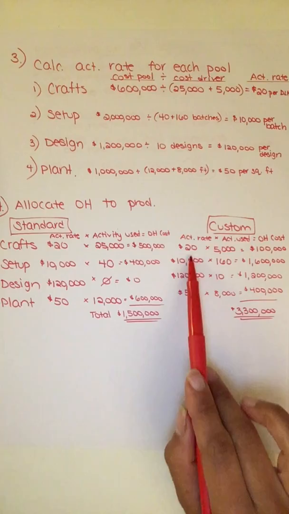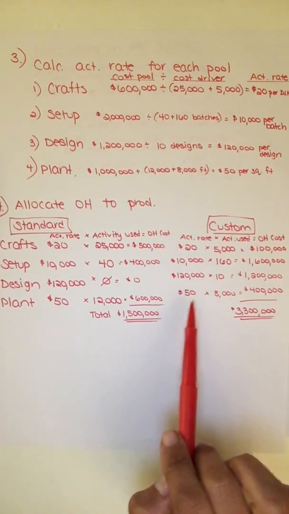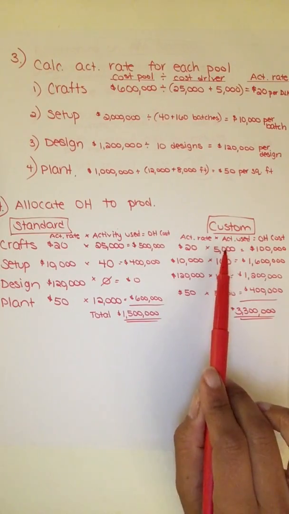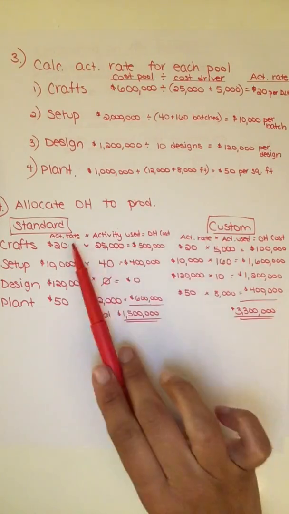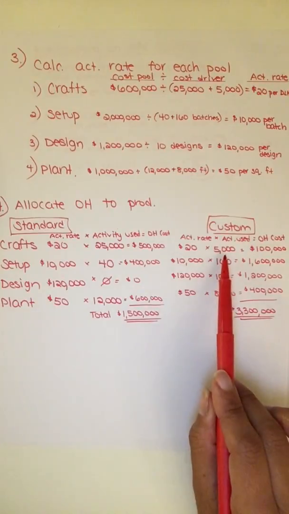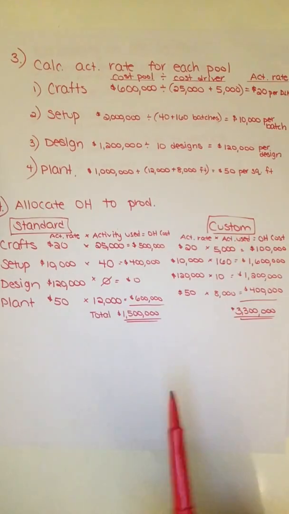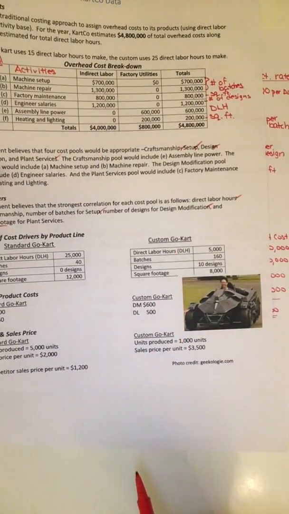Now for custom, notice the activity rate is the same. The activity rate doesn't change. What changes is how much activity was used for each different product line. The rate's the same that we used for the standard, but what changed was the activity used to make the custom product. All that was gotten from the data sheet.